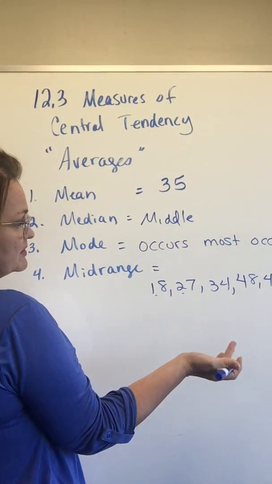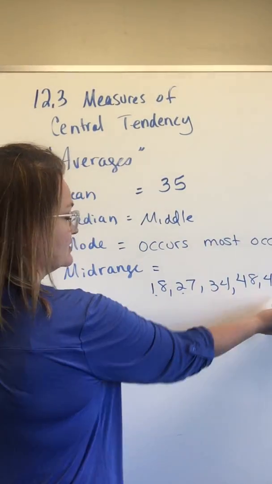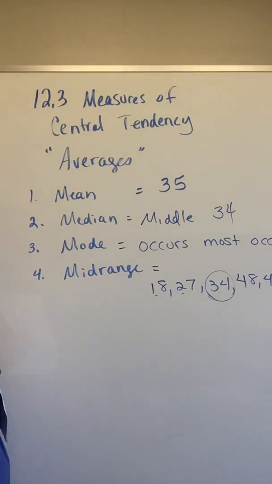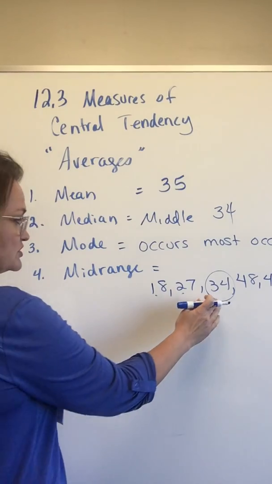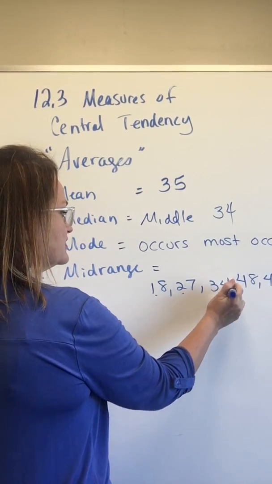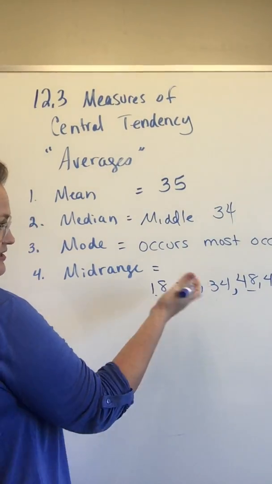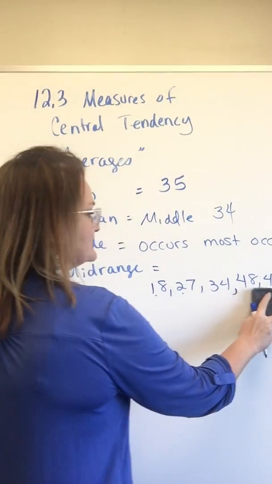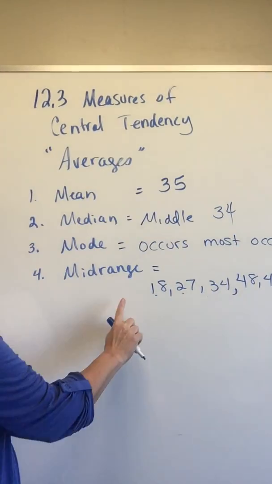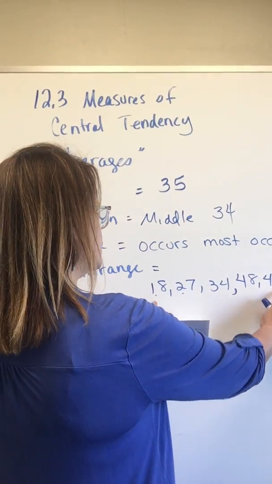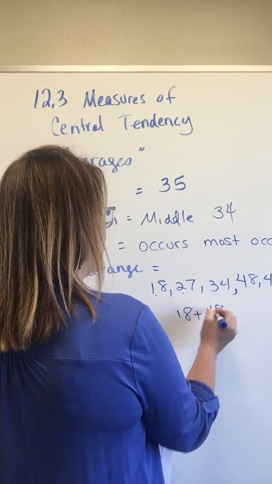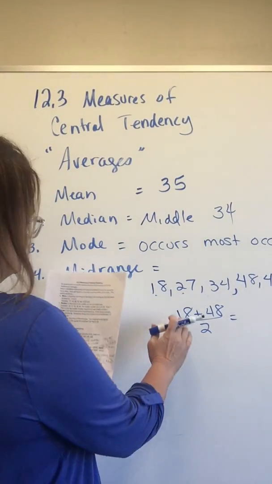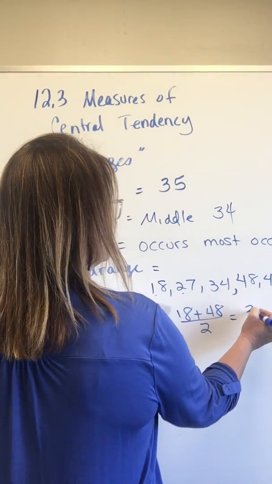The median would be the middle number, and this is already ranked data, so that's nice. I won't have to rearrange it. So the number in the middle was 34. The mode is the number that occurs the most. 48's there twice, nothing else is repeated, so 48 would be the mode. And then our last average is the mid-range, where we take the 2 extreme values, the largest and the smallest, add those and divide by 2. Find the mean of the extremes, right? So 18 plus 48 divided by 2, 33.